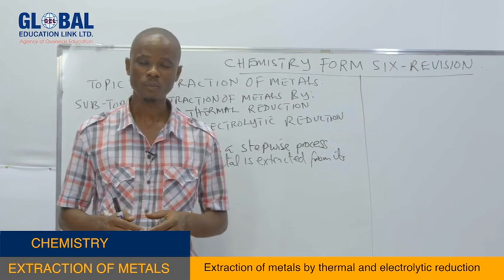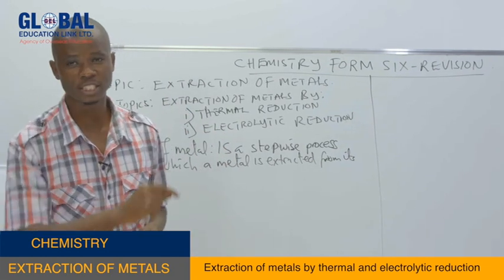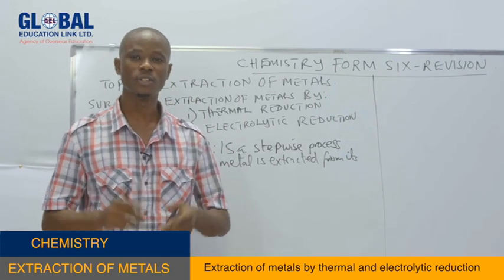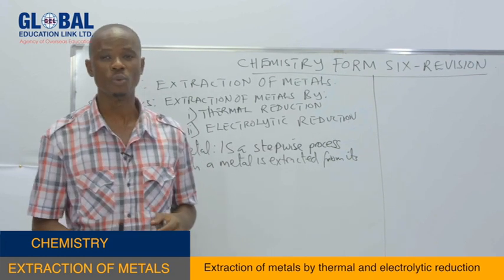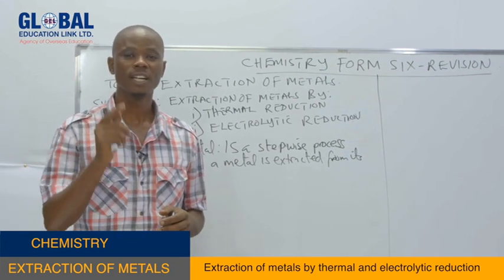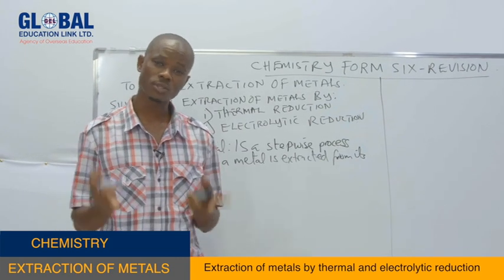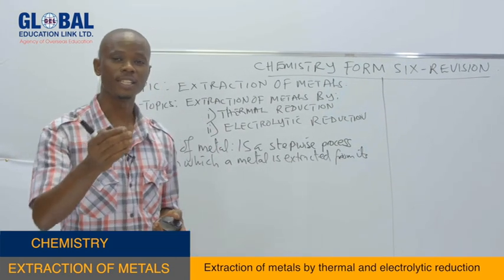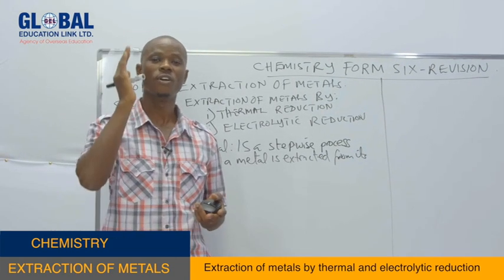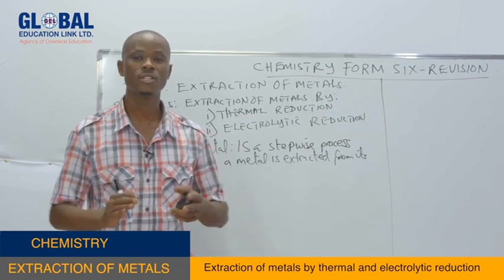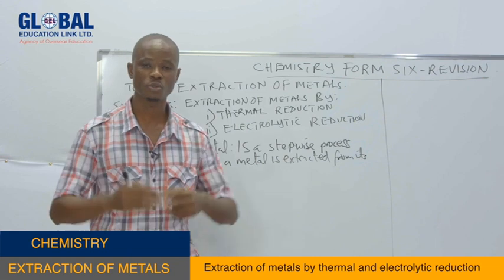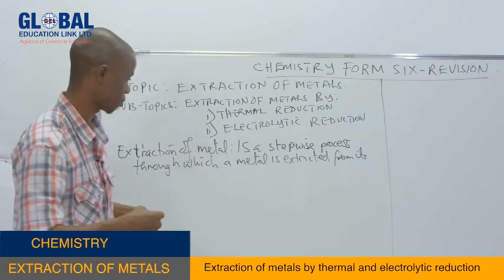Number one, we have the concentration of the ore. This is called the concentration and mining of the ore. Number two, we have calcination and roasting. Number three is reduction of the metal compound into the metal. And lastly is the purification of the metal, or refining of the metal.